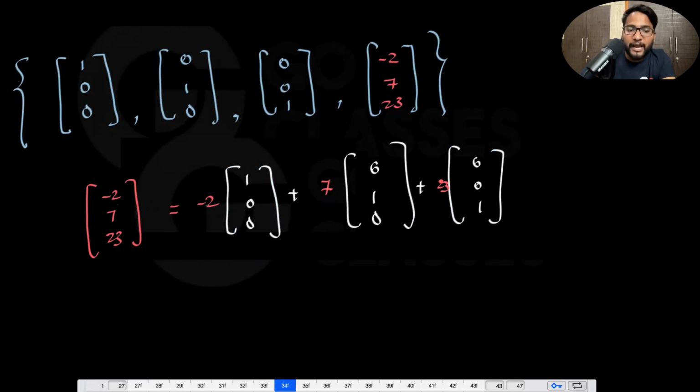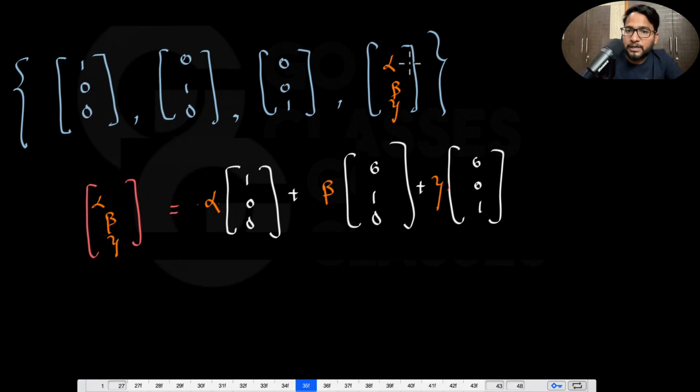In fact, you give me any vector in R3. Let's suppose you give me any random vector, alpha, beta, gamma. Then this alpha, beta, gamma can also be represented as a linear combination of these 3 vectors, isn't it? Let me know if you have understood this clearly or not.